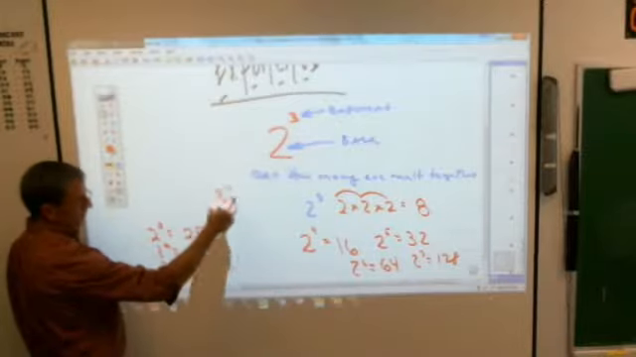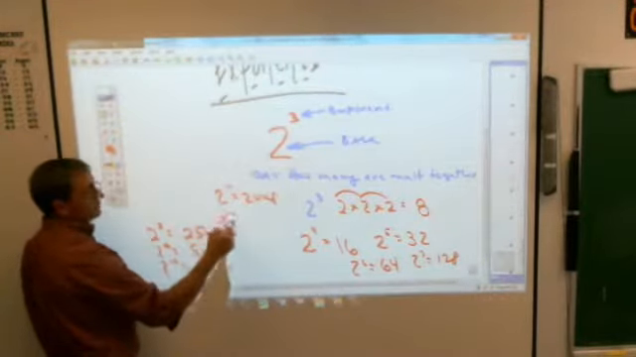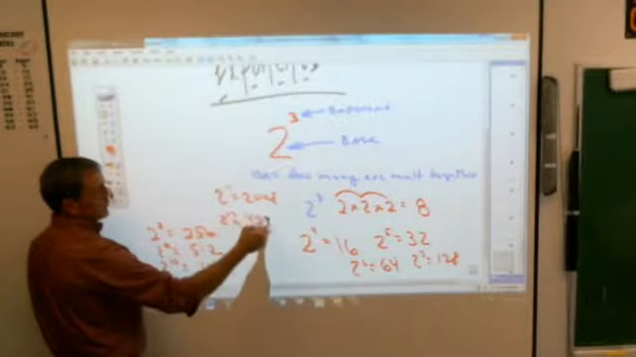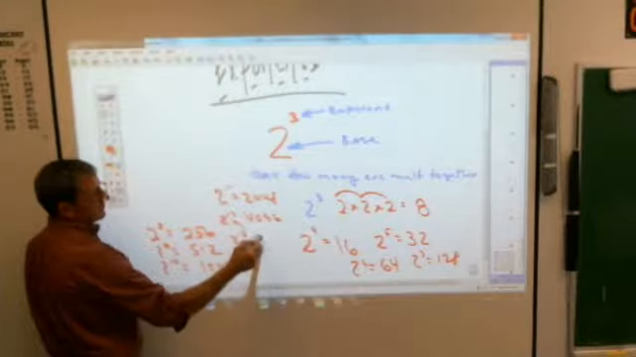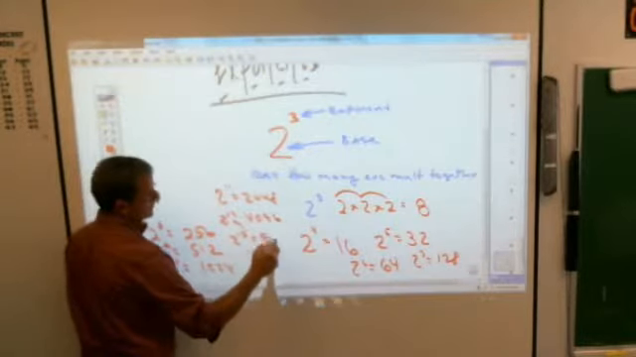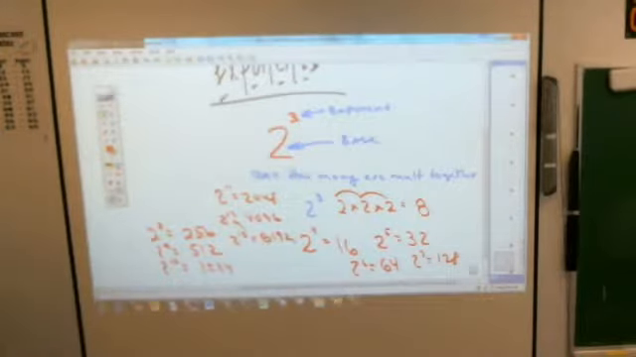2 to the 11th power, 2048. 12th power, 4096. 2 to the 13th power, 8192. And so on and so on and so on. Pretty soon you're going to be talking in the millions.